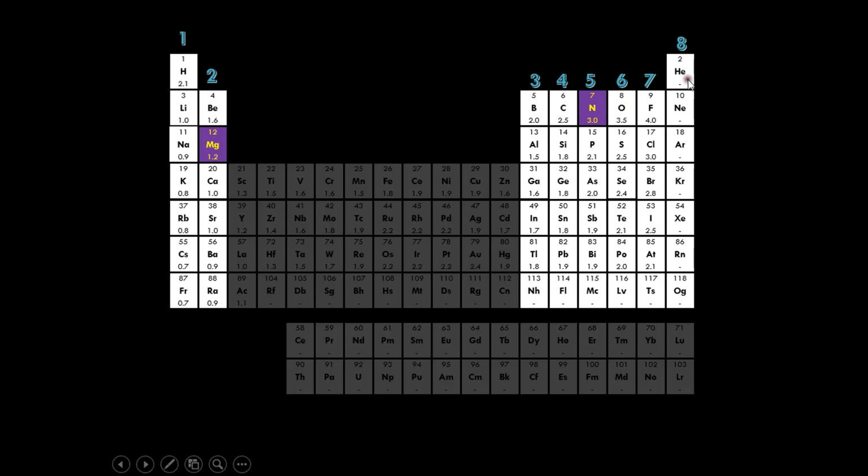This grouping tells us the valence electrons of each of these elements. Magnesium has 2 valence electrons, and nitrogen has 5 valence electrons. In terms of naming, if we combine magnesium and nitrogen, they would be magnesium nitride. But how is that name derived?